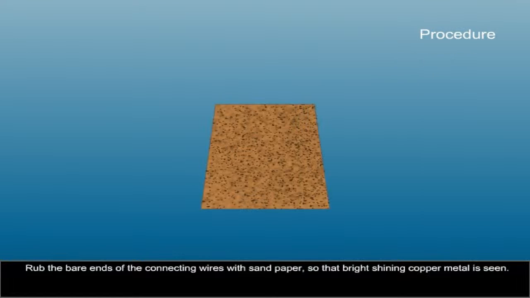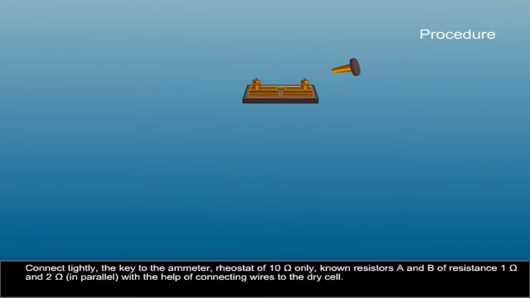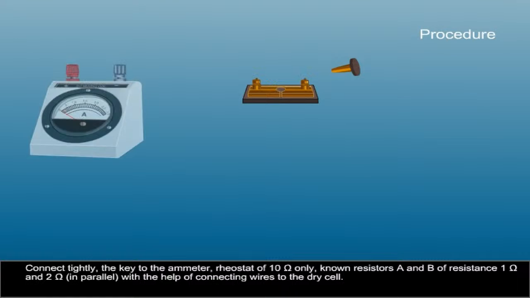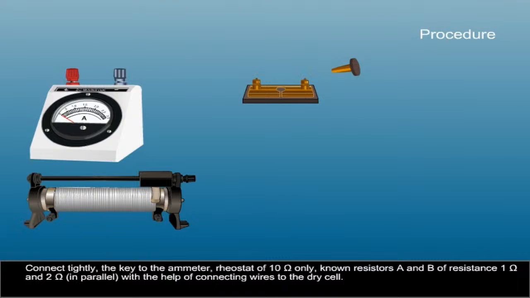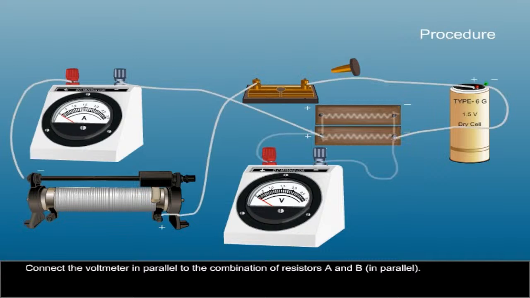Procedure. Rub the bare ends of the connecting wires with sandpaper so that bright shining copper metal is seen. Remove the plug from the one-way key K. Connect tightly the key to the ammeter, rheostat of 10 ohm only, known resistors A and B of resistance 1 ohm and 2 ohm in parallel with the help of connecting wires to the dry cell. Connect the voltmeter in parallel to the combination of resistors A and B in parallel.